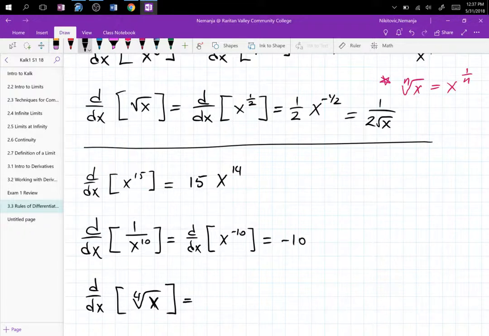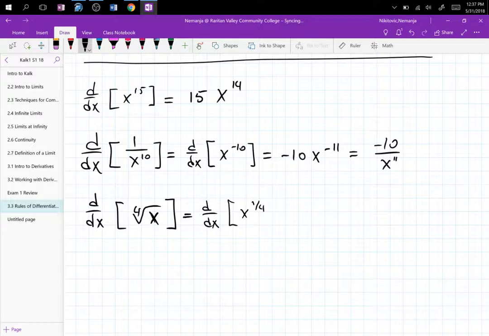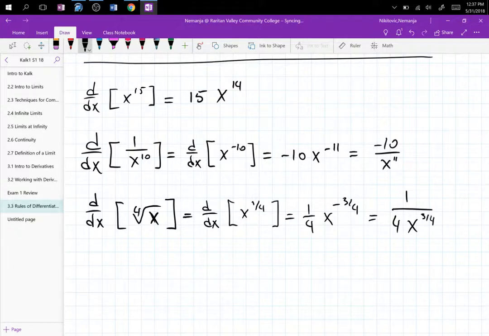So it's negative 10, x to the negative 11. So that's negative 10 over x to the positive 11. The last one I have to rewrite as a quarter in the exponent. So x to the 1/4, and that drops 1/4 in front, x to the negative 3/4. So this is going to be 1/4 times x to the positive 3/4 as the exponent.